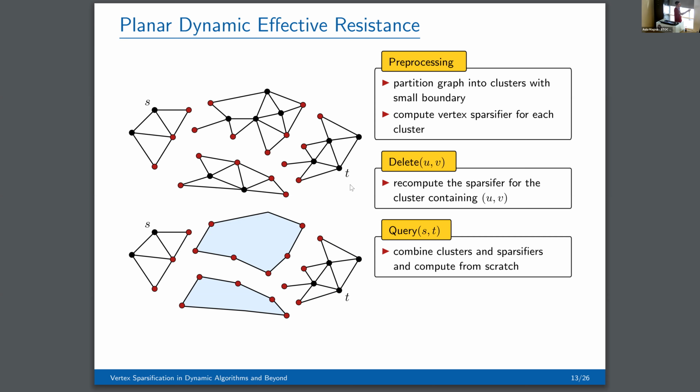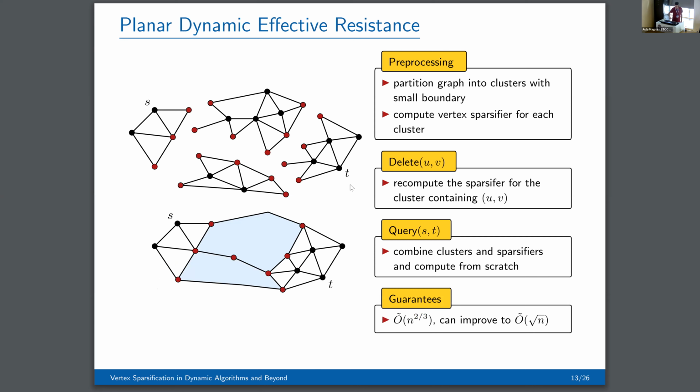It's just using the fact that you can get this cluster into small boundary. And we know that you can't have this for general graphs, but you can have it for, I don't know, planar graphs or minor-free graphs, graphs with special structure. And this will give you n to the 2/3 runtime if you just do some very simple math and optimize the preprocessing time and the query time.